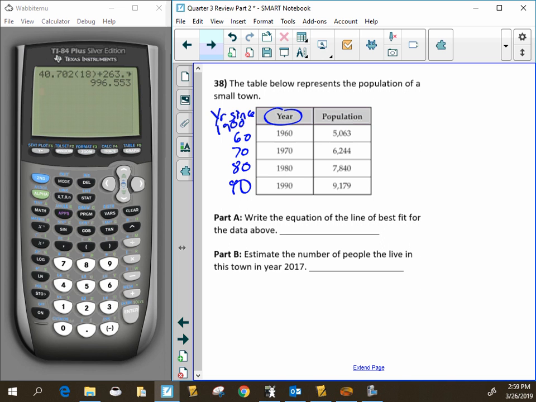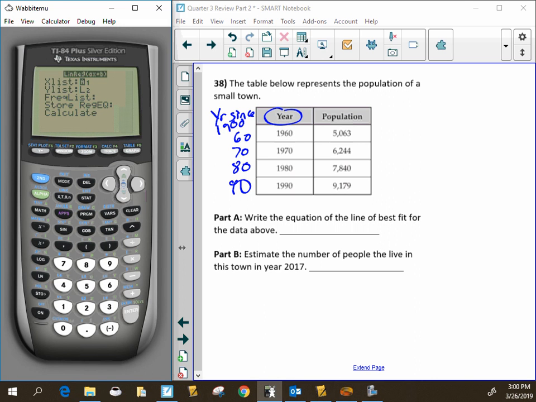So once again, we're going to go into Stat, Edit, and Clear Out. And it's important that when you do this, you hit Clear, not Delete. So you hit Clear and then Enter, and that will clear out the calculator. So 60, 70, 80, 90, and there's our rescaled. And that's 5063, 6244, taking them right off the chart. 7840 and 9179. Oh, that's not right. 9179. There we go.